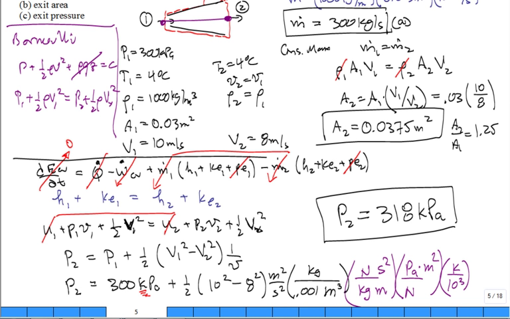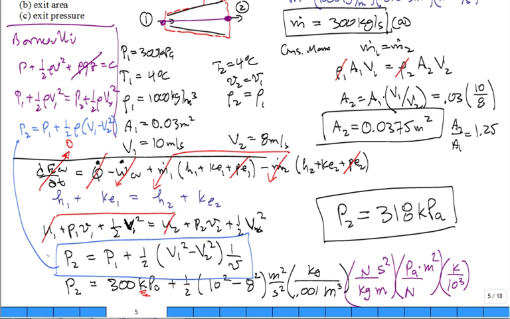Just do a little algebra. P exit is equal to P inlet plus 1/2 rho times (V inlet squared minus V exit squared). Hey, look at this equation right here. What do you think?